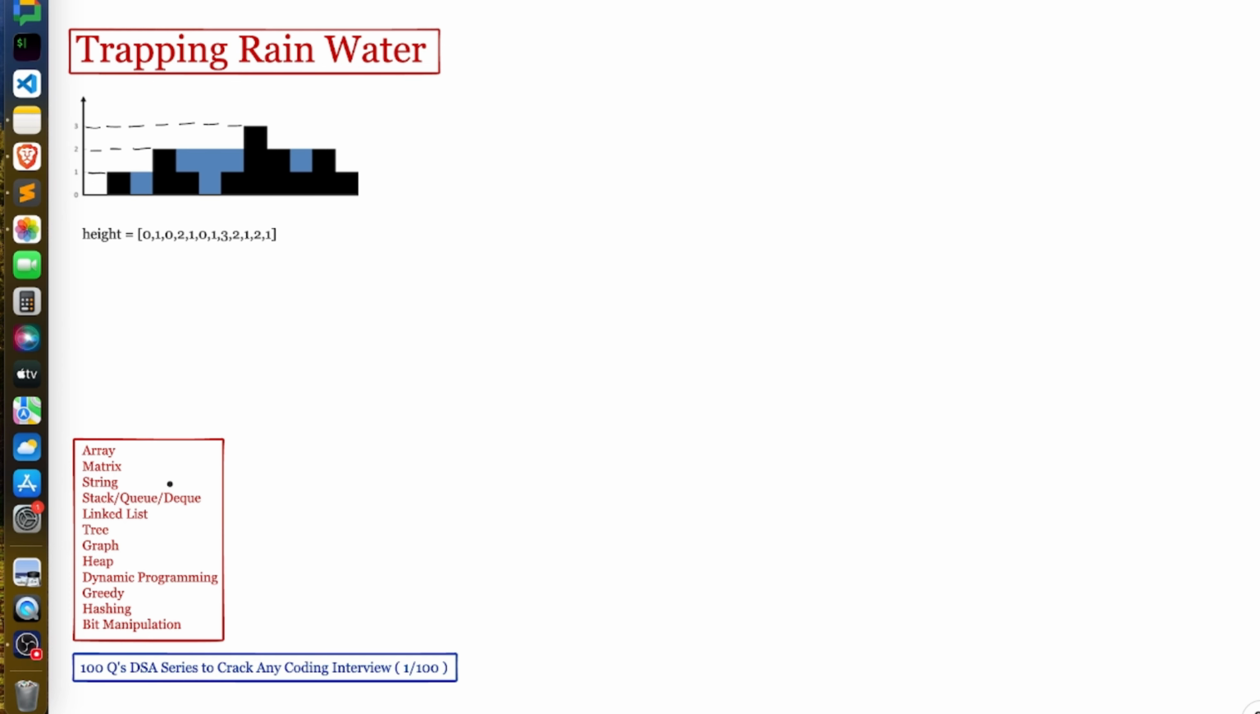In this series, we will cover each and every data structure and algorithm such as array, matrix, string, stack, queue, deque, linked list, tree, graph, DP, greedy, bit manipulation, and all. We will cover each and every possible question that could be asked in an interview. We have started with array first, so the first problem in the array which we are going to solve is the trapping rainwater problem.